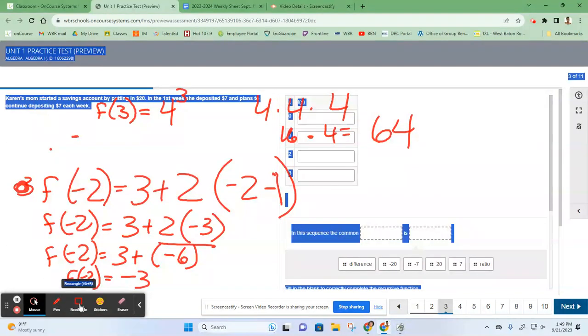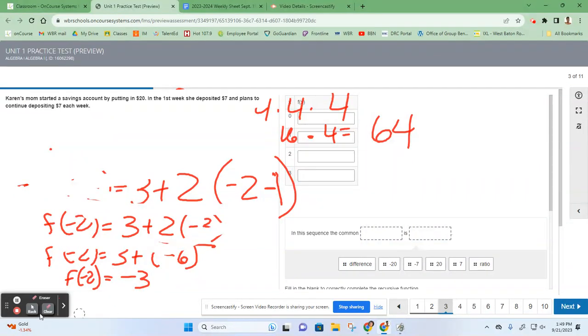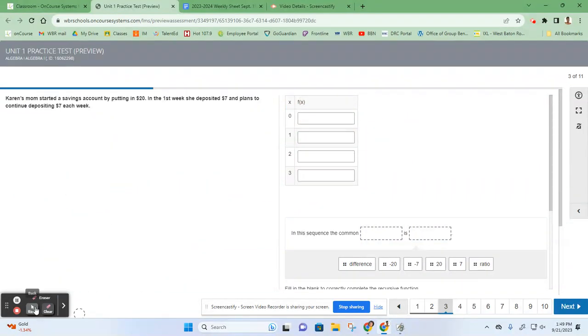And let me clear all of this. How do I clear all this real quick? I don't know. There's got to be a way to do this easier. Maybe not. Yeah, yay. Okay.